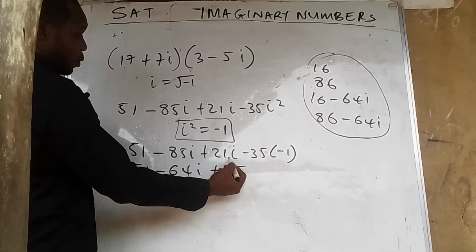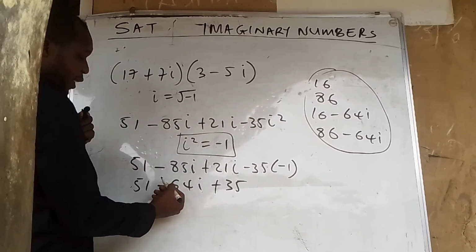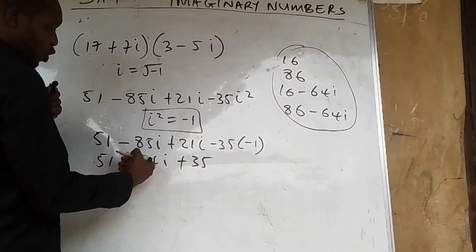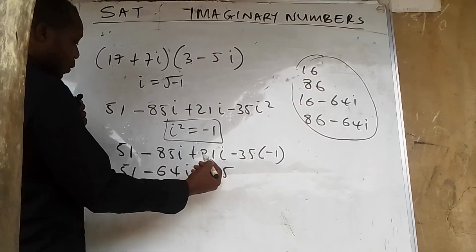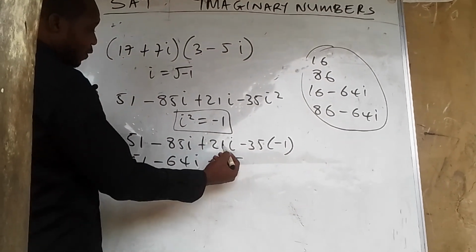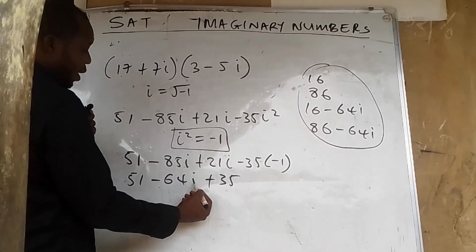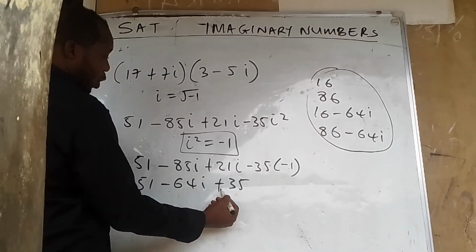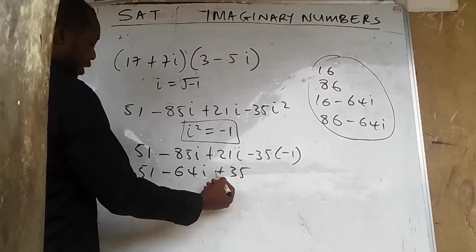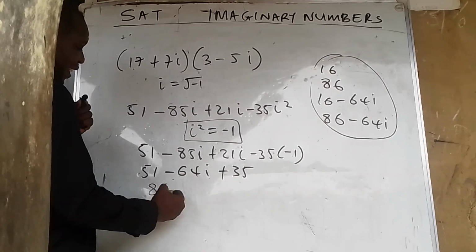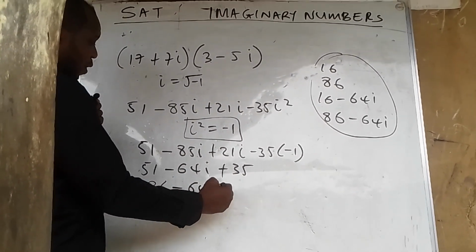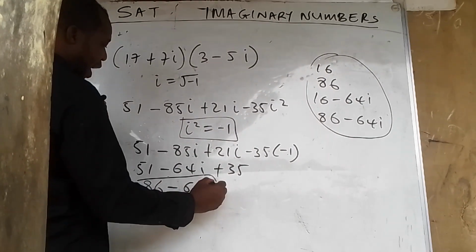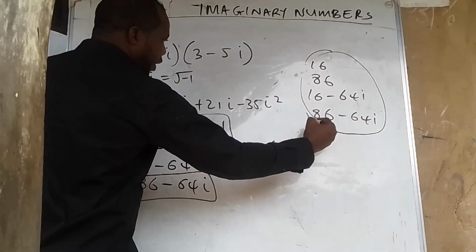Please be careful as you are doing this. You may use your calculator. It's a calculator-based question. Okay, so you can use your calculator. Minus 85i plus 21i is minus 64i. Then this one, minus 35 times minus 1, turns to plus what? 35. Adding 35 and 51 gives us 86 minus 64i. So this is our answer, which is option D.